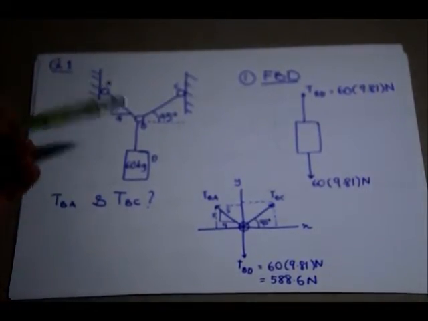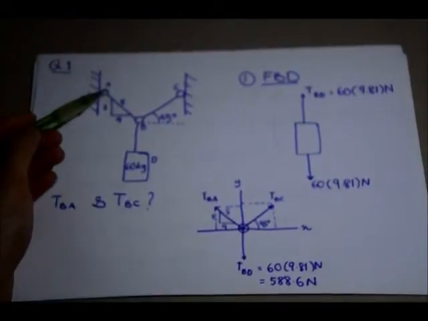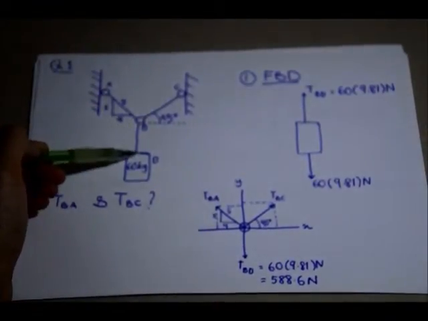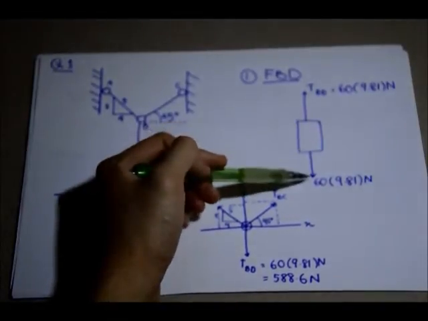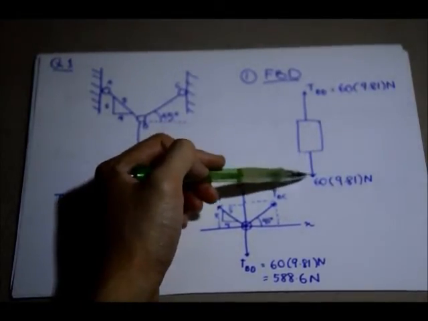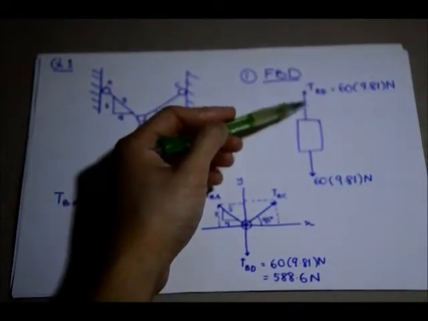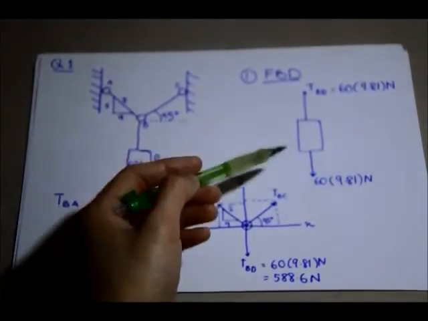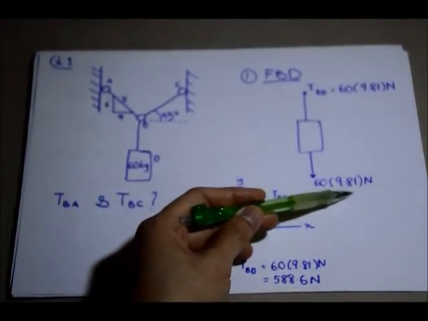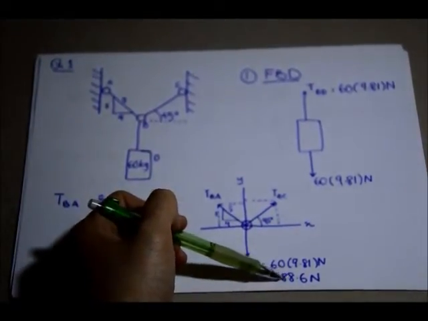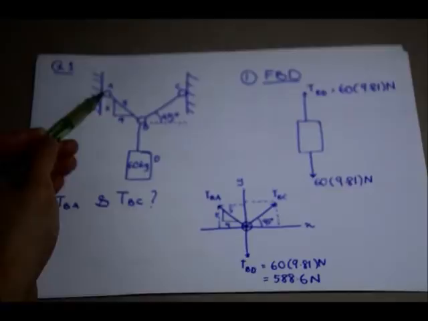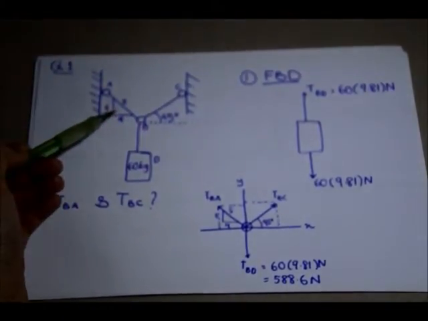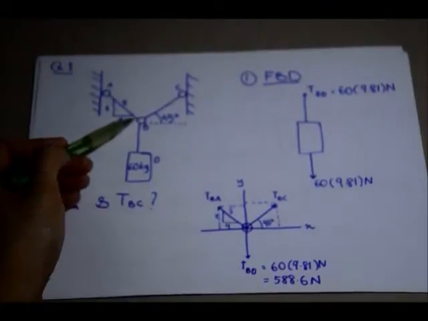When you get this question, the first thing that you need to do is identify all the forces acting on the body by making a free body diagram. This is the first free body diagram that I have drawn. Due to the equilibrium, the weight of the cylinder causes the tension in BD to be equal to 60 times 9.81, which gives the value of 588.6. The forces in cables BA and BC can be determined by investigating the equilibrium of ring B.